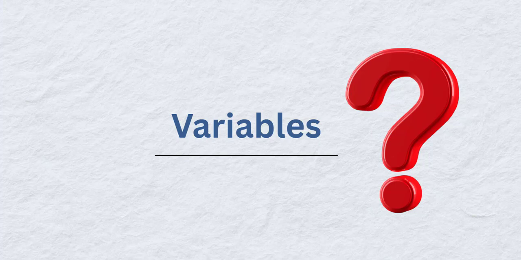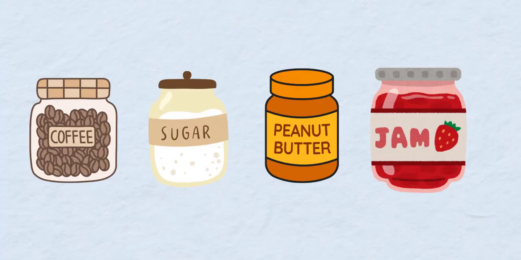What are variables? Just think of variables as containers where you store information. Imagine you're walking into your kitchen and you see different jars on the shelf. One jar has coffee, another sugar, another peanut butter, and another jam, right? Each jar has something different, but you can always open it and check what's actually inside the jar, right? That's exactly what variables are in Python. Variables are just like containers that store different kinds of data.